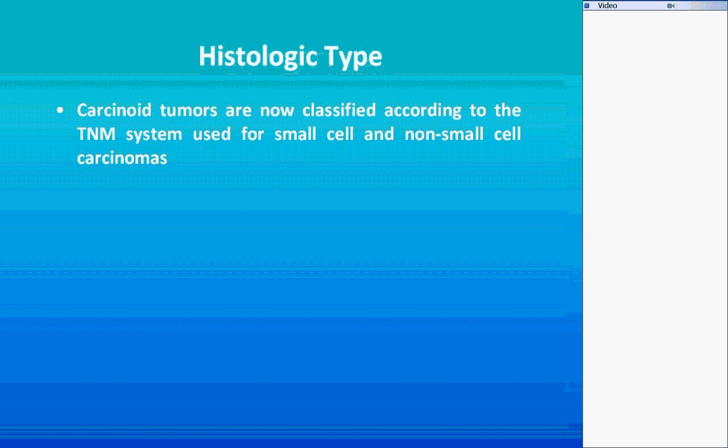Another thing to keep in mind with regard to histologic typing is that carcinoid tumors, clearly from the data, have been shown to have the capacity for metastatic potential, and it appears that the categories for TNM for both small cell and non-small cell carcinoma can also be applied equally well to carcinoid tumors, and therefore they should also be reported with TNM staging going forward.